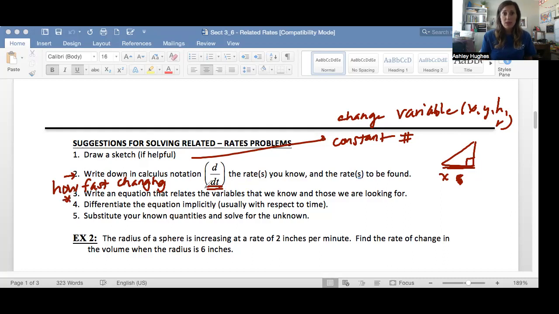Now, step 3 is where it differs, right? You're going to have area equations. Sometimes you're going to have volume equations. Sometimes you're going to have triangle equations like the Pythagorean theorem. So you're going to have different situations and a different equation. You write down that equation, and after you write it down, you take the derivative with respect to time. And then you get to plug in the stuff you know and solve for what you don't.